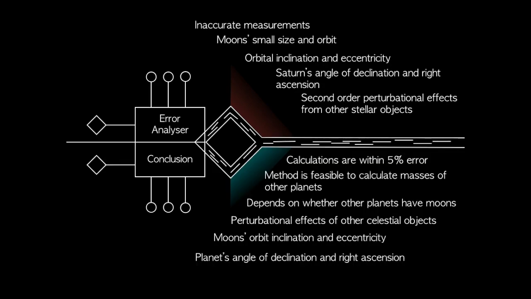On the bright side, calculations are within 5% error. The method is feasible to calculate masses of other planets. It depends on whether other planets have moons, perturbational effects of other celestial objects, the moon's orbit inclination and eccentricity, and the planet's angle of declination and right ascension.